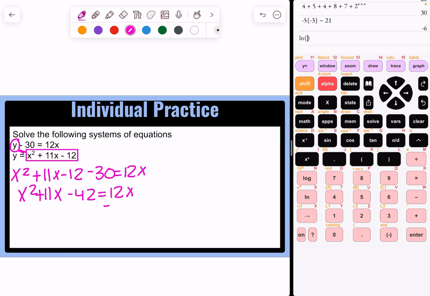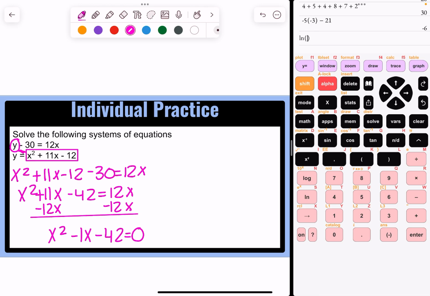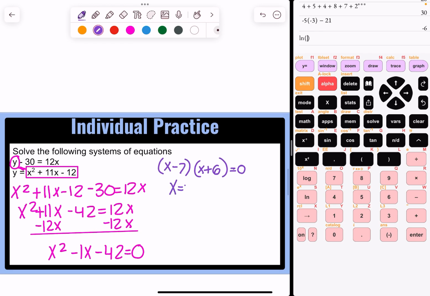Now, to get rid of that 12x, we're going to subtract 12x from the 11x. And we get x squared minus 1x minus 42 is equal to 0. Now let's see if we could factor this. We could do a negative 7 and a positive 6, which will end up giving us x equals 7 and x equals negative 6.